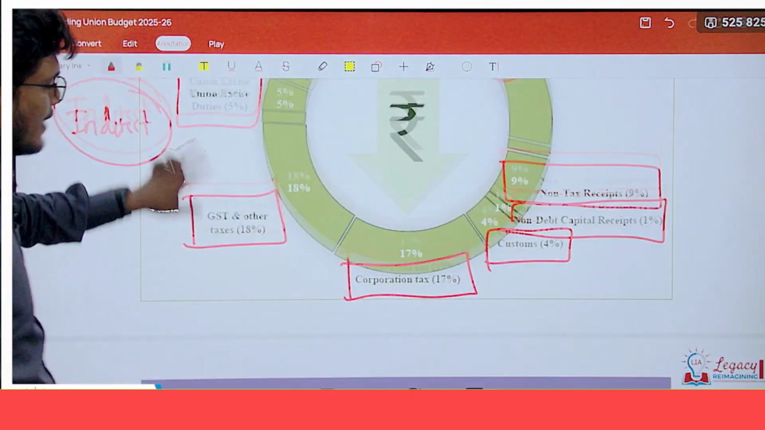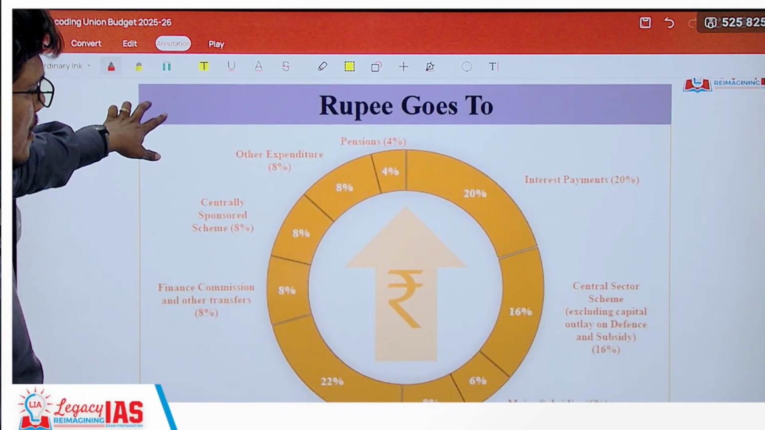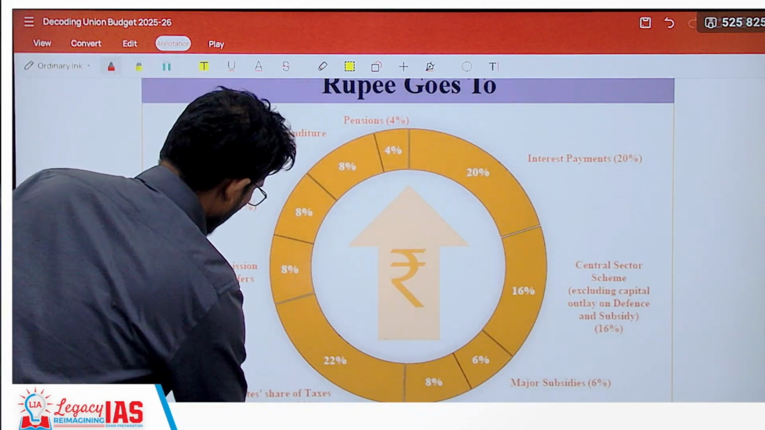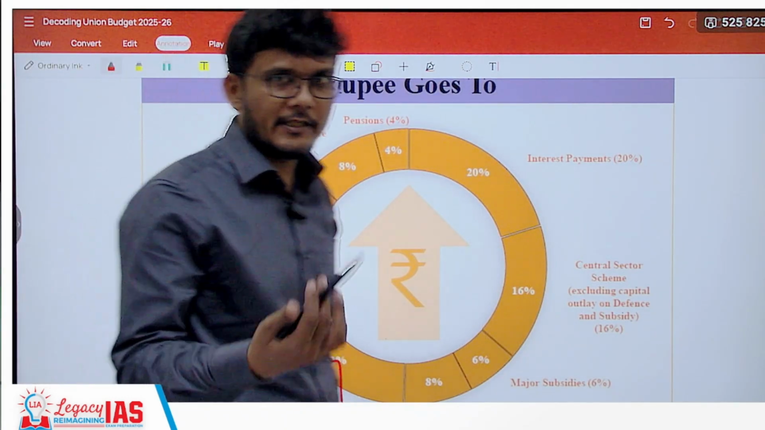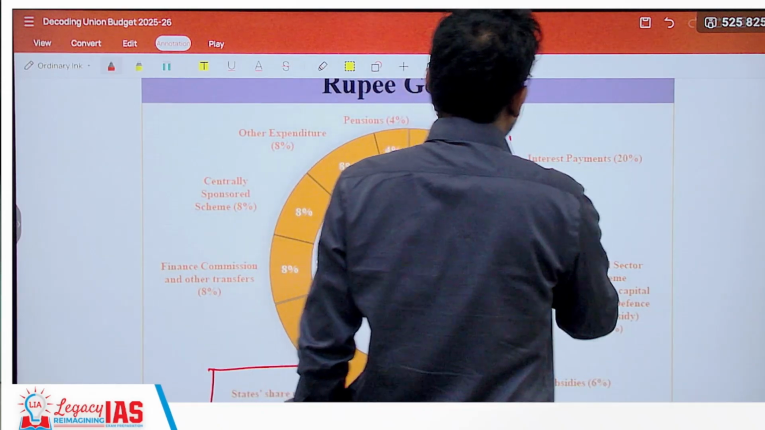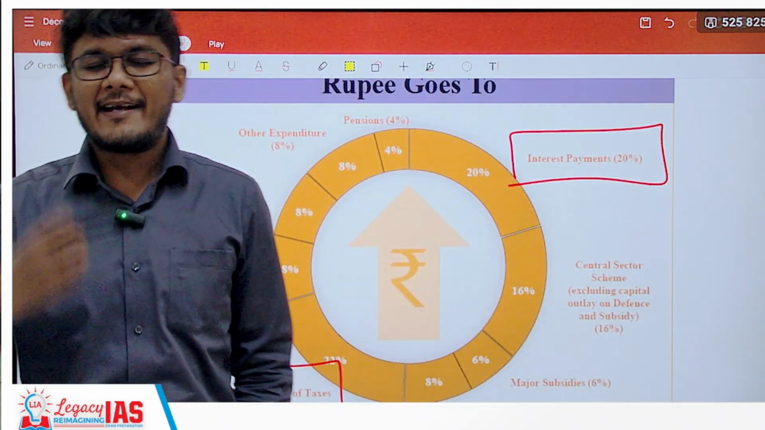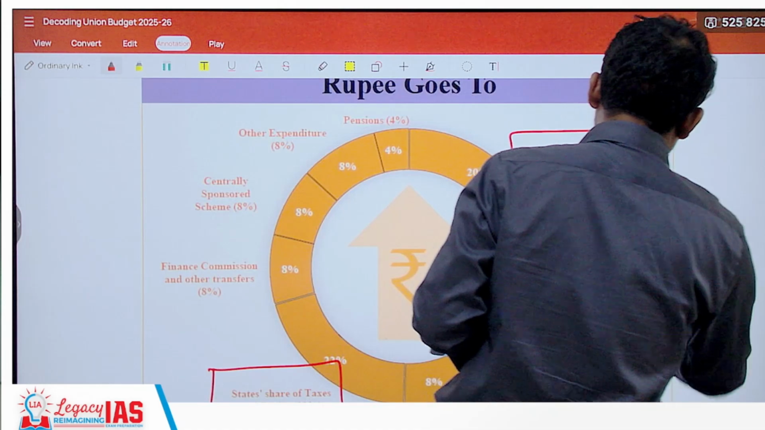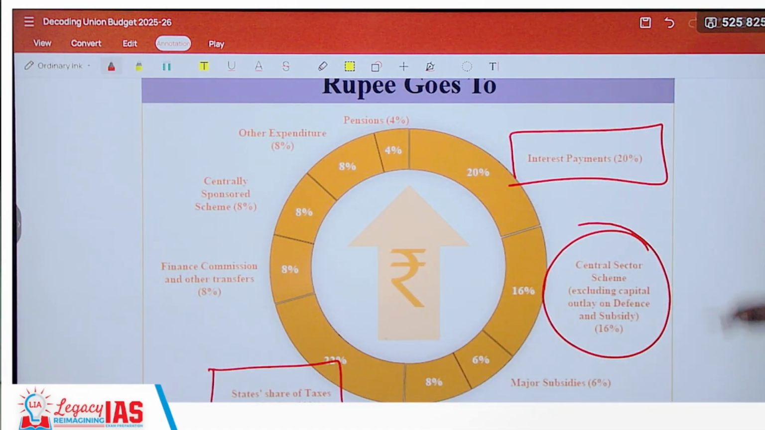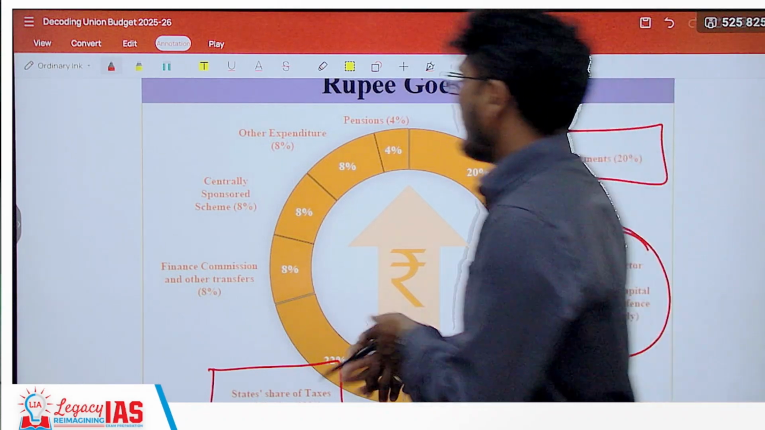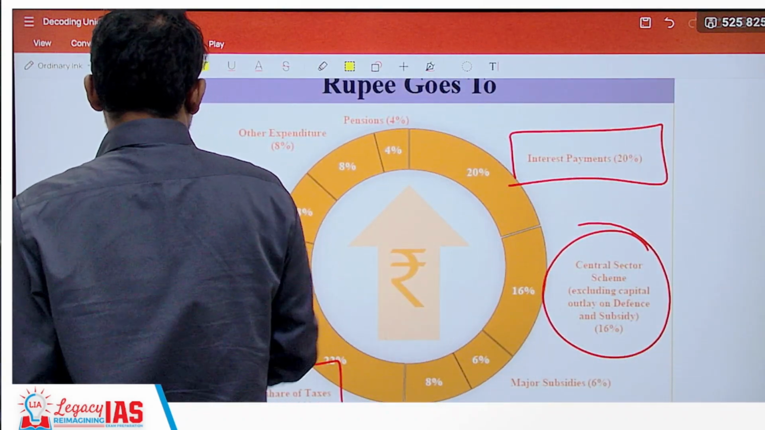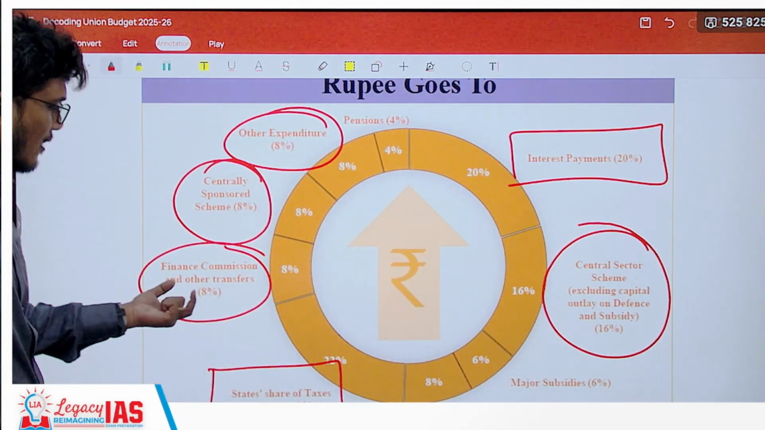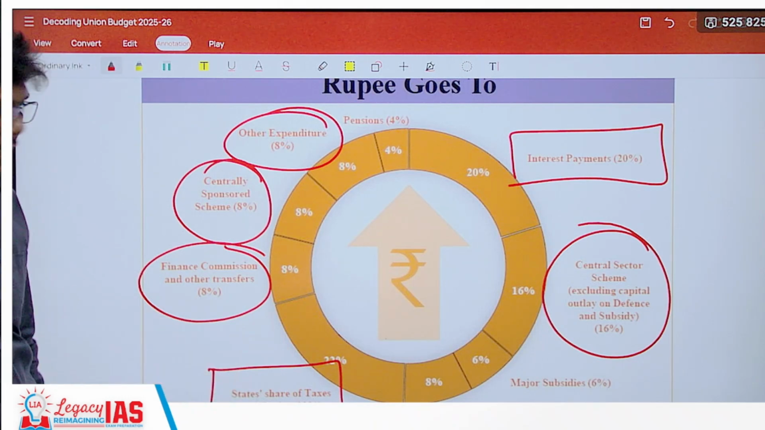Okay. Now where does the rupee go? So the highest percentage of the rupee goes to the state share of taxes and duties, the state share as per the Finance Commission. Next is interest payment. So interest payment is also quite high. It's painfully high. Then you have central sector schemes, excluding the outlay on defense and subsidy. Then after central sector schemes, you have centrally sponsored schemes, Finance Commission and other transfers, and other expenditure. So through the Finance Commission also the money goes to states, and various other state shares are also there.